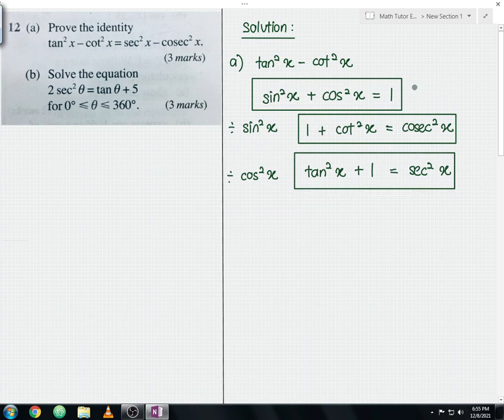And let me just mark an arrow to indicate that these two formulas originally came from these basic trigonometric identities. Okay, so now it is clear.